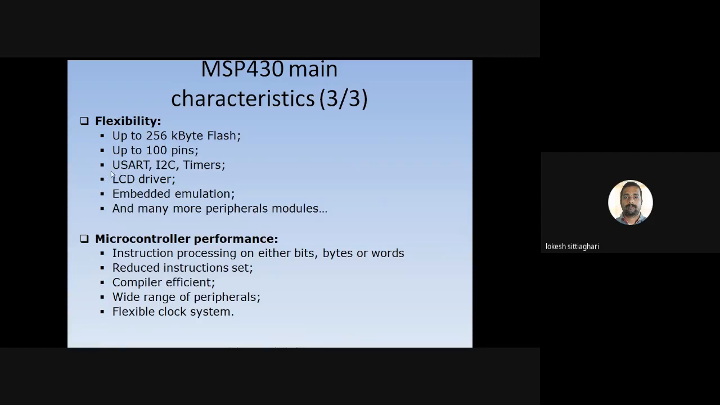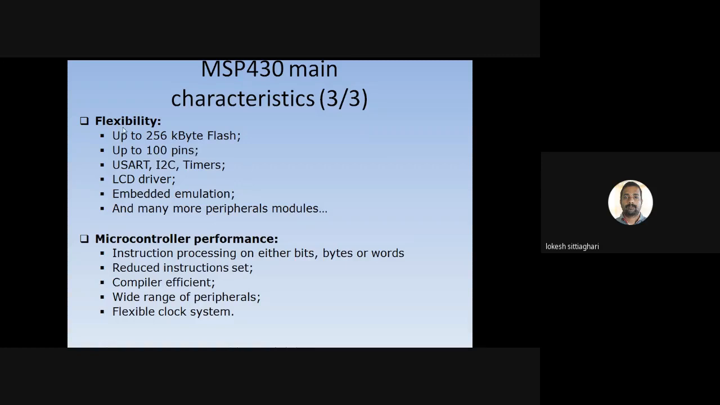Next, we have USART, Universal Synchronous Asynchronous Receiver Transmitter, I2C, inter-integrated circuit communication, and timers also. So these are the flexibilities we have in the MSP 430. Some versions may have all of these, and some may have only a limited set. We also have LCD drivers. The USART, I2C, and timers are available in almost every version of the MSP 430, whereas the LCD driver is available in only some versions. Then embedded emulation, and many more peripheral modules are available in the MSP 430. We will look at that later.